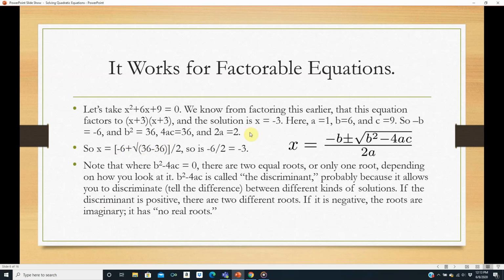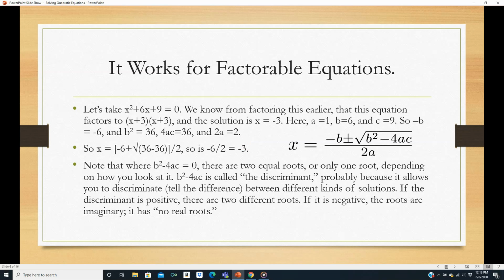Anyway, the discriminant is this part here. It's 0, so we end up with negative 6 over 2, so it's just negative 3. So you can say that where b squared minus 4ac equals 0, there are 2 equal roots, or only 1 root, depending on how you look at it. Anyway, b squared minus 4ac is called the discriminant, probably because it allows you to discriminate, that is, to tell the difference between different kinds of solutions.